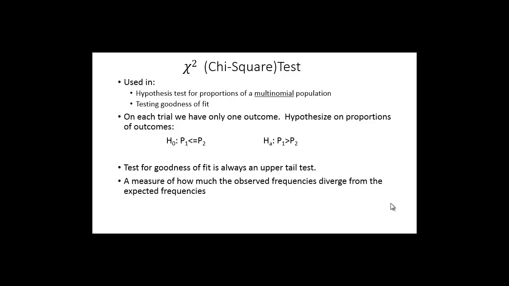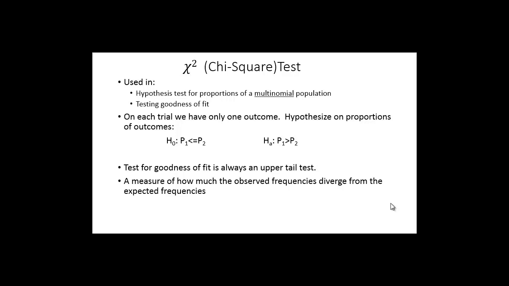Chi-square test. This is a test used for proportions of a multinomial population. We hypothesize about proportions and we want to see if there is a significant difference of proportions between those levels from the hypothesized value. For example, if we do have just two levels, two groups in the population, and our hypothesis is that there's no difference between the two.